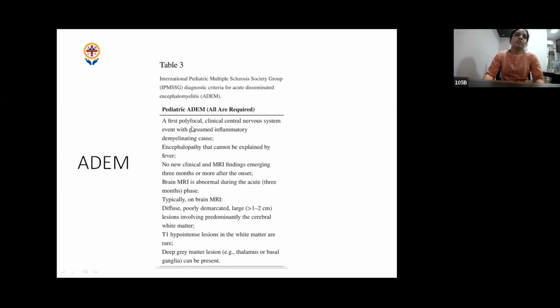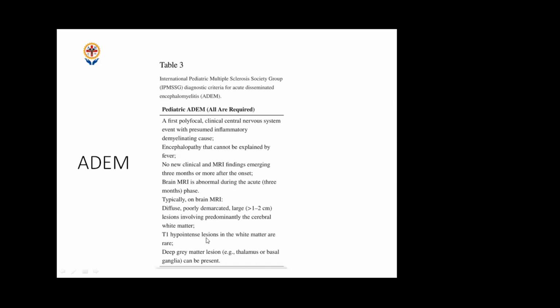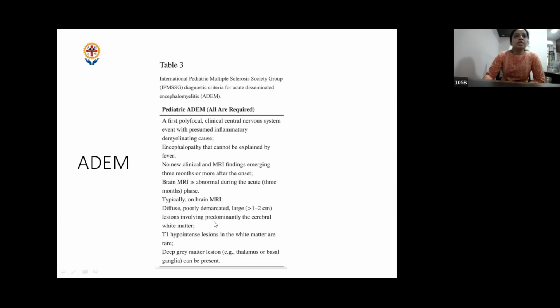It is described as a first polyfocal clinical central nervous system event with presumed inflammatory demyelinating cause, and there should be abnormal MRI brain, and there should be encephalopathy. And the MRI findings should be hyperintense lesions which are diffuse, poorly demarcated, involving predominantly cerebral white matter. So this child has all of the following: encephalopathy, hyperintense MRI lesions, and a polyfocal presentation.